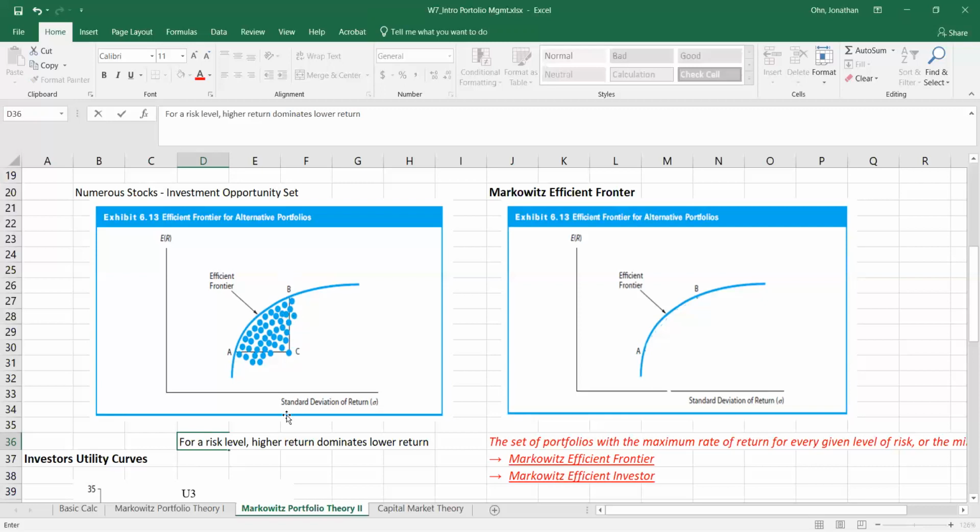All right? The same thing here. This point dominates everything below that. And same thing. And let's look at another perspective. For a return level, lower risk dominates higher risk.